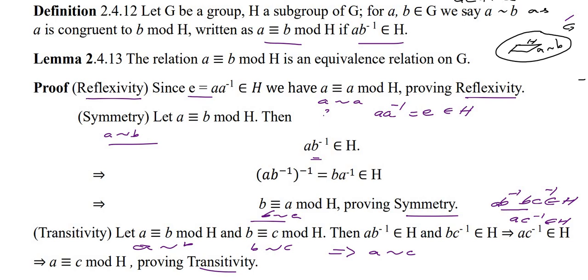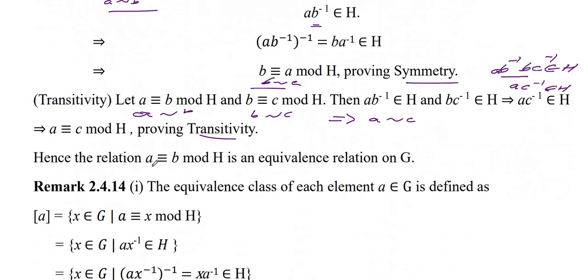And because the relation is reflexive, symmetric, and transitive, we have that the relation is an equivalence relation. So we know that once we have an equivalence relation, we can talk about the equivalence class of each and every member of that collection, here that collection being G. So for every element A in G, we can talk about its equivalence class.